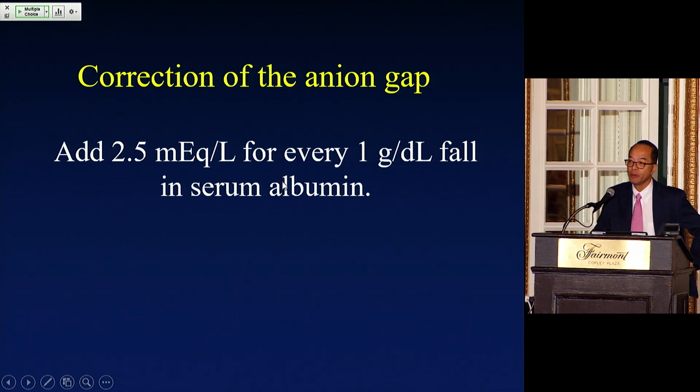The major numerical component of these unmeasured ions is actually the negative charges on serum albumin. And because of that, if your serum albumin changes, the anion gap will also change. To correct for that, we generally recommend adding 2.5 to the anion gap for every 1 gram per deciliter that your serum albumin is below 4. So if you're presented with a patient with an albumin of 2, you would add 5 to the anion gap. So someone who's hypoalbuminemic and has an apparently normal anion gap could actually have an elevated anion gap.